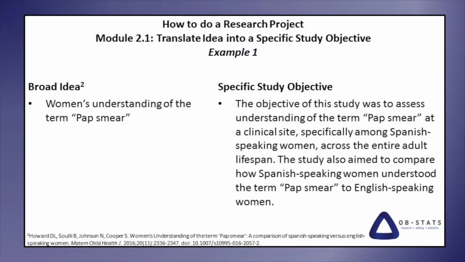In the first example, we will examine the broad idea that questions women's understanding of the term pap smear. Specifically, the objective of this study was to assess understanding of the term pap smear at a clinical site, specifically among Spanish-speaking women, across the entire adult lifespan. The study also aimed to compare how Spanish-speaking women understood the term pap smear to English-speaking women.